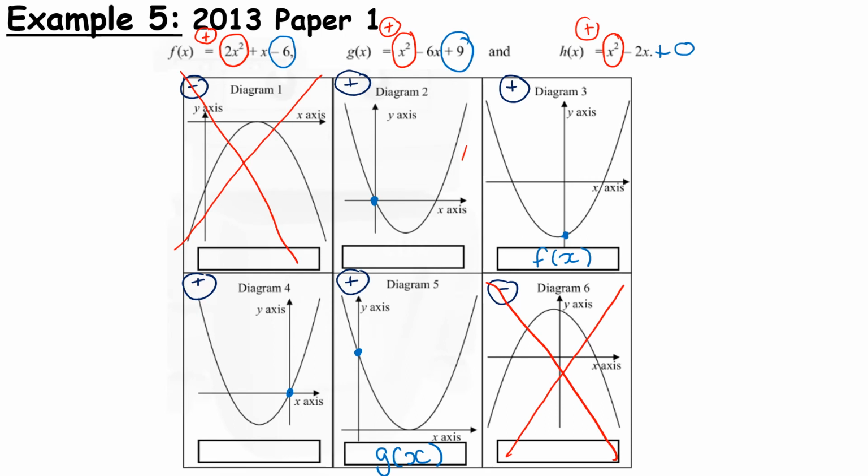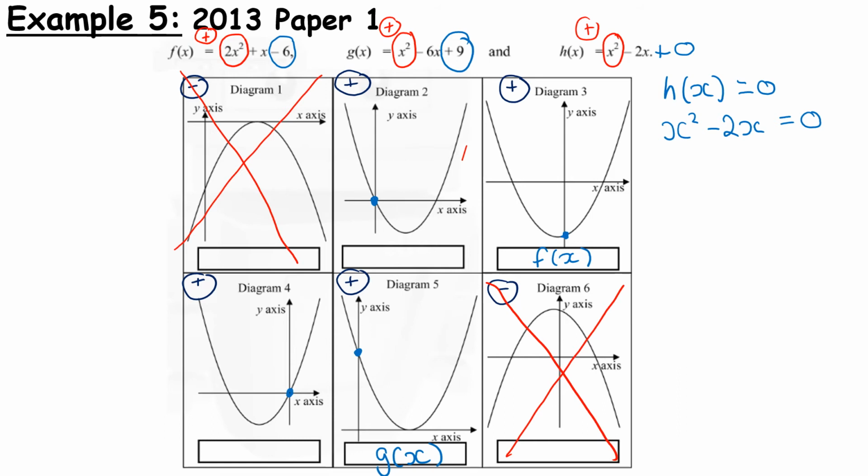Now, I've taken this part from a question, and in the first part of this question, we were asked to solve h of x equals 0. We were asked to do that for f of x and g of x as well. But let's focus on that. If we solve h of x equal to 0, h of x is x squared minus 2x, and we want that equal to 0. So what we're doing is we're actually finding the roots.